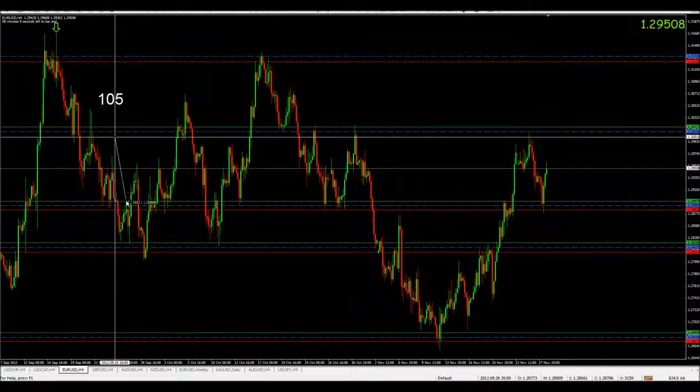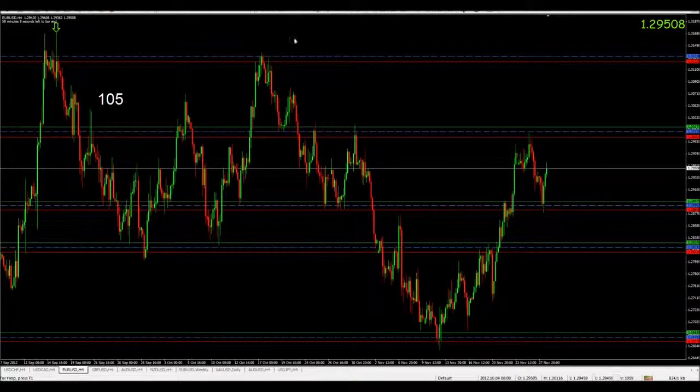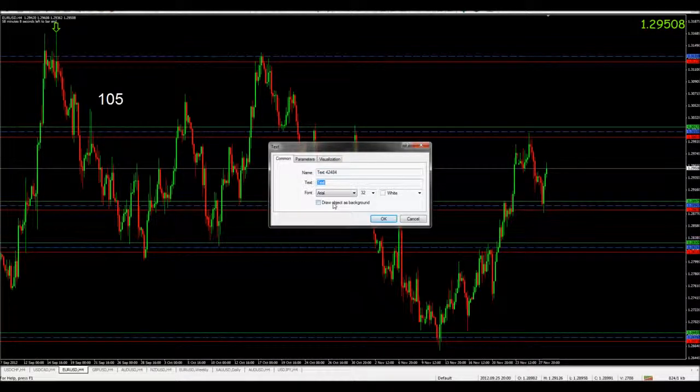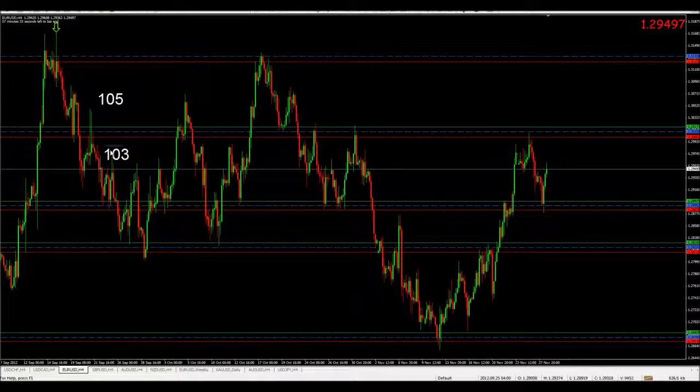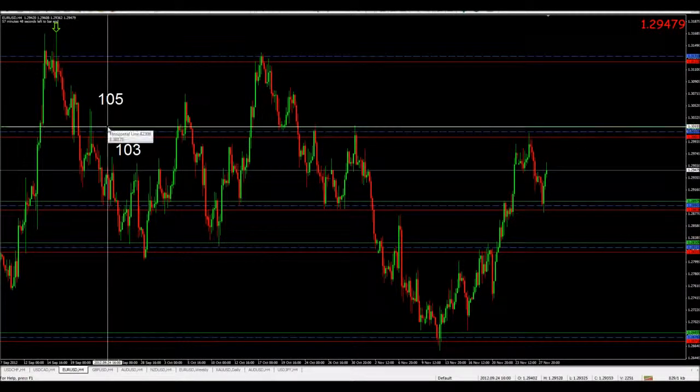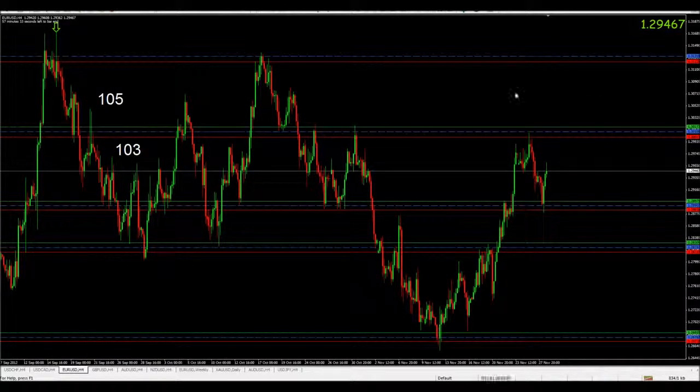Okay, that's 103 pips. I'll start adding the negative ones in a second too. For the negative ones, I'll just put minus. And so you have a negative trade here of around 134 pips.